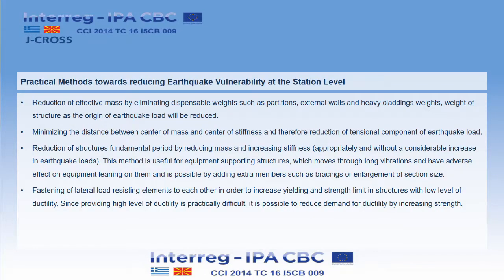Reduction of effective mass by eliminating dispensable weights such as partitions, external walls and heavy claddings, as the weight of structure is the origin of earthquake load and will be reduced. Minimizing the distance between center of mass and center of stiffness and therefore reduction of torsional component of earthquake load. Reduction of structure's fundamental period by reducing mass and increasing stiffness, appropriately and without a considerable increase in earthquake loads.